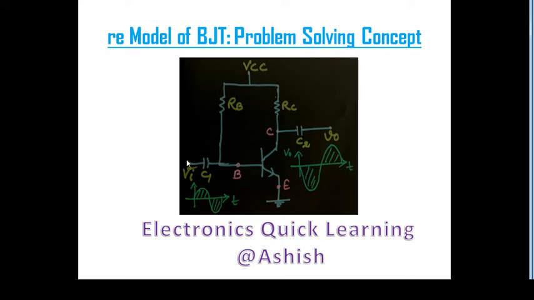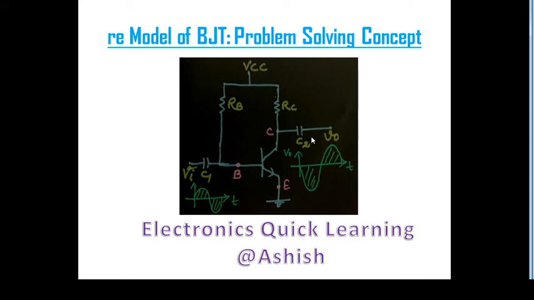In the re model of a fixed bias circuit, we give the input across the capacitor C1, and we get the output Vo across the capacitor C2. So we will start with the concept of the re model of a BJT and how to solve the problem. In this type of question, we have to mainly focus on the input impedance, output impedance, voltage gain and current gain. We will discuss all these things in detail.